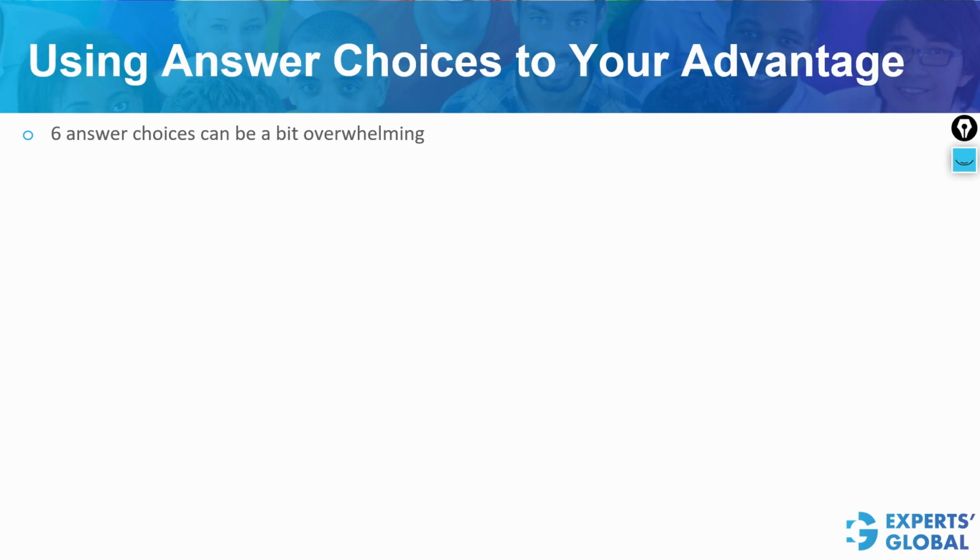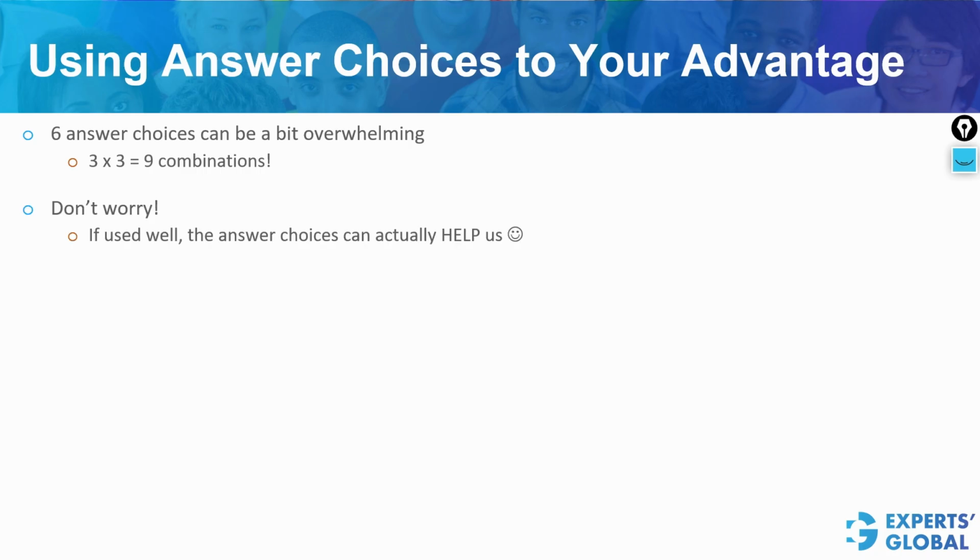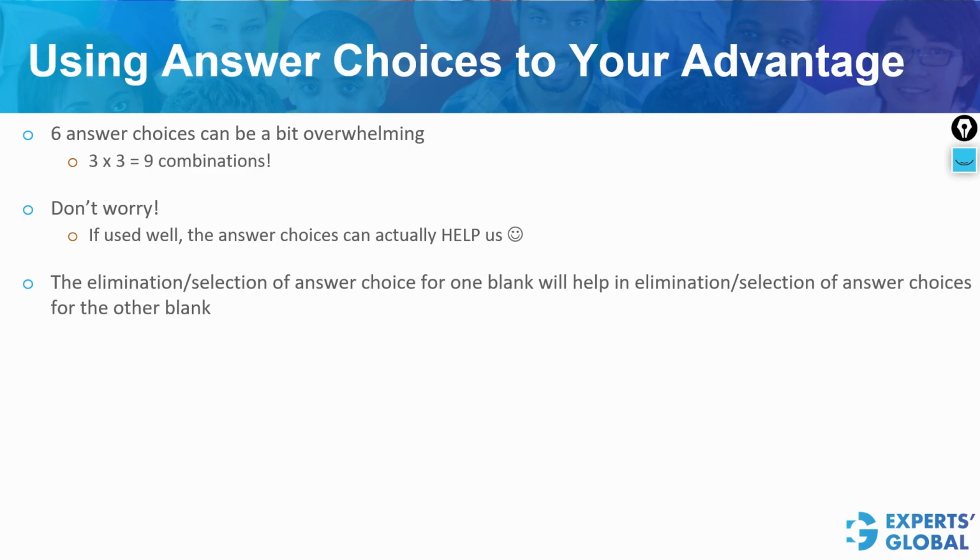The 6 answer choices in 2 blank questions can be a bit overwhelming, as in all 9 combinations are possible. However, please don't worry. If used well, the high number of answer choices can actually help us, because the elimination or selection of an answer choice for one blank very often helps in elimination or selection of answer choices for the other blank, because certain correct or incorrect answer choices can only work together.